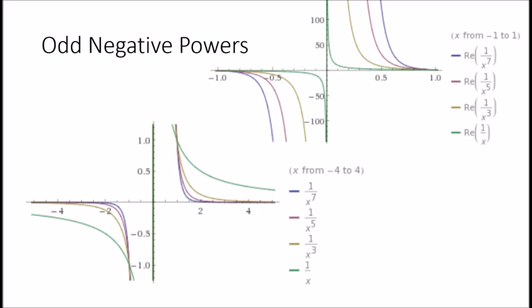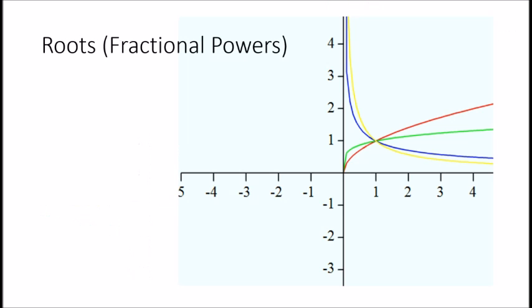Now, if you have a fractional power or a root, your graph is going to look a little bit different. Notice that all of the fractional powers, all of the root functions, remain in the top right quadrant. They all pass through 1, 1. The first one you see here is the square root of x. Notice it starts at 0, 0 and sort of makes a sideways curve up.